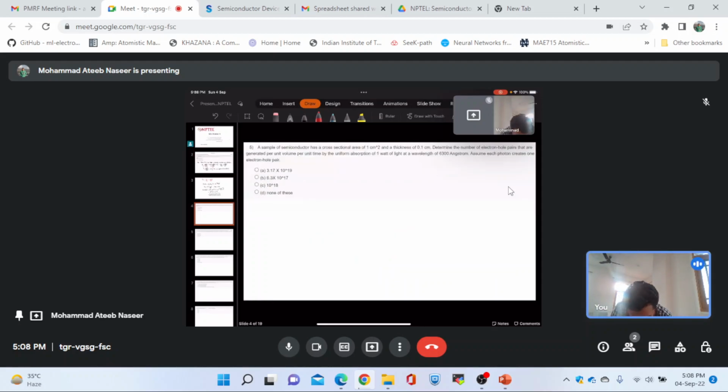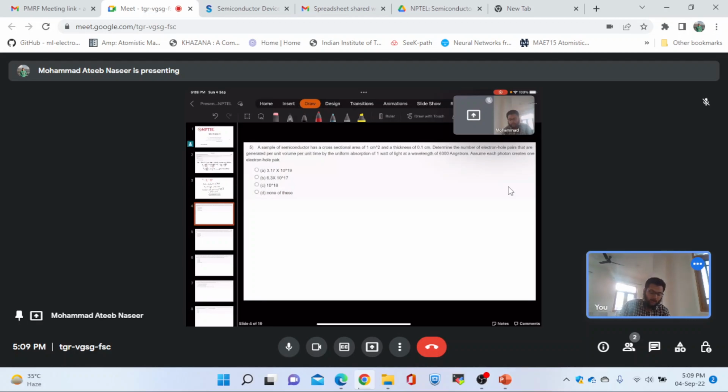Now moving to another problem, which states that we have been given a sample of semiconductor which has a cross-sectional area of 1 centimeter square and a thickness of 0.1 centimeter. We have been told to find the number of electron-hole pairs that are generated per unit volume per unit time by the absorption of 1 watt of light at a wavelength of 6300 angstroms.